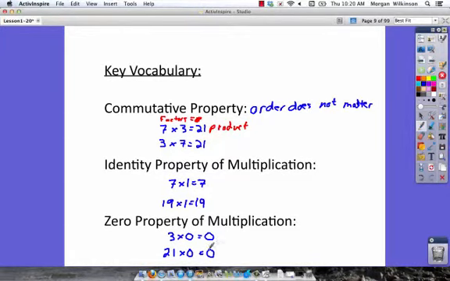So here are our definitions. For the commutative property we have some words, but for the other ones we just have examples. Make sure you've got those examples written down under each of these vocabulary words.